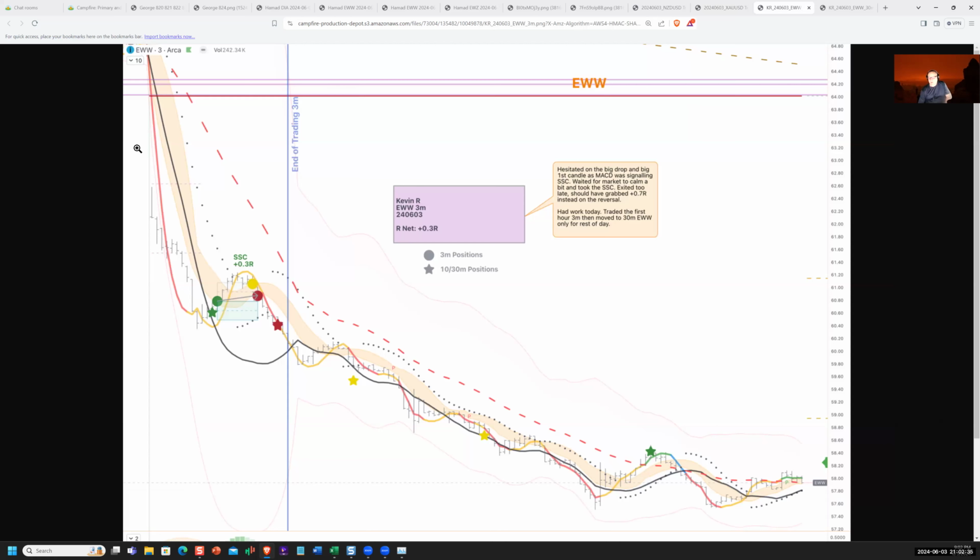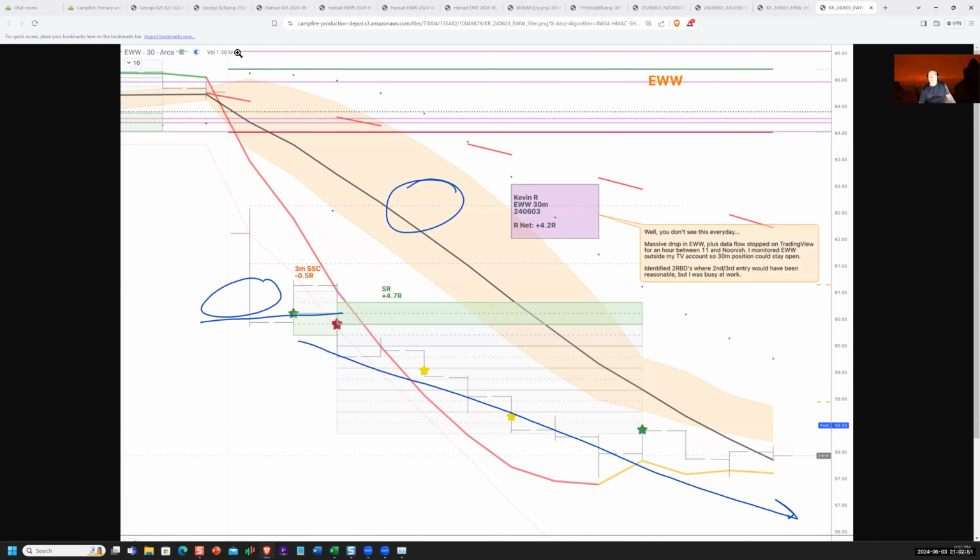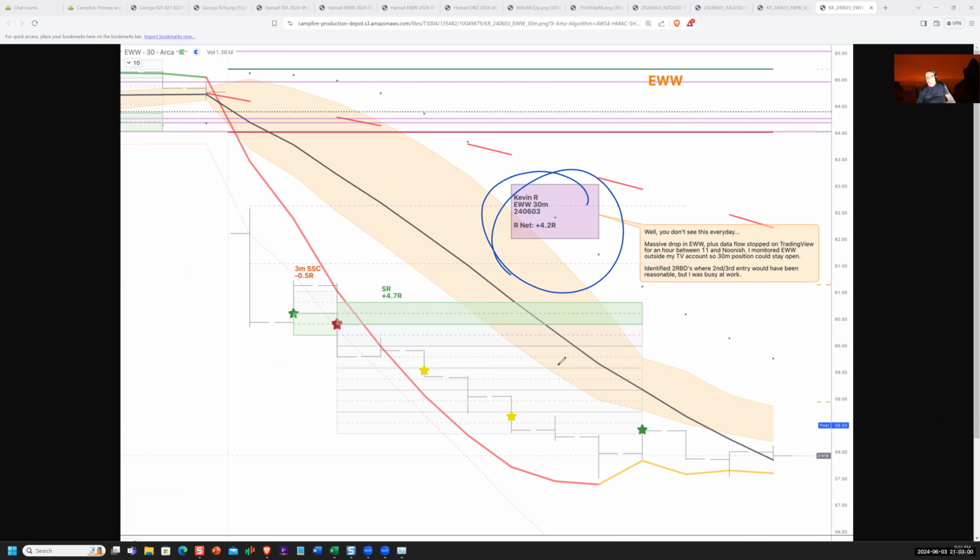This is Kevin. He's got the EWW on the 3 minute. He gets this one, doesn't catch the collapsing dragon on the 3 minute, but his efforts are rewarded on the 30 minute, in which he brings home 4.2. So this was actually a pretty good sample of the kind of day. You know, he gets a micro loss on this one, stops and reverses and crushes this.